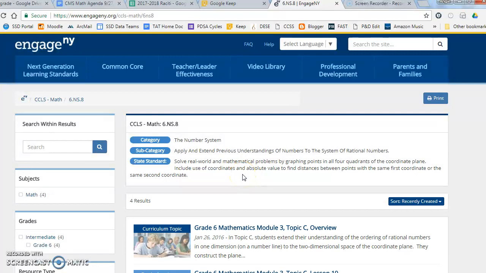So if I'm thinking about my plans and the type of kids that I have, when I look at this, the first thing I recognize is all 4 quadrants. And so that might be the absolute minimum that I'm allowing kids to be able to do is graph in all 4 quadrants. If I have students that are significantly below, one thing that I might ask them to do is to be able to graph in quadrant 1, which is with positive numbers.